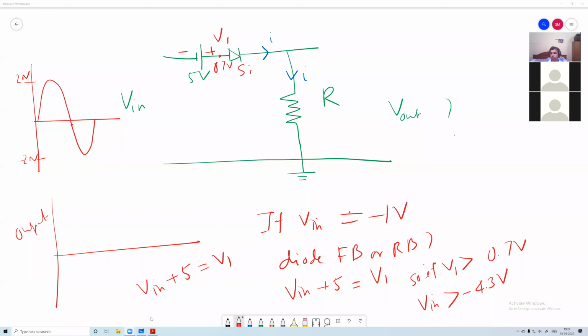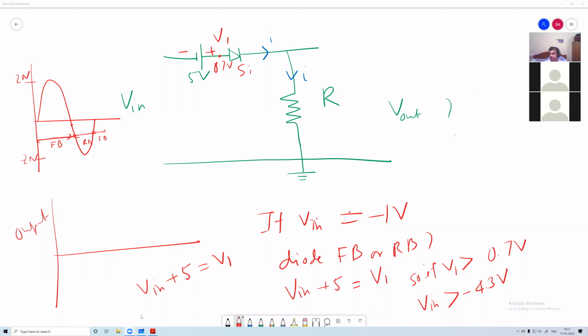So, in order to have the diode forward biased, V should be at least minus 4.3 volt. All of you agree with that? Yes. Okay. So this part is reverse bias. This part is forward biased. Clear? Right? Good.